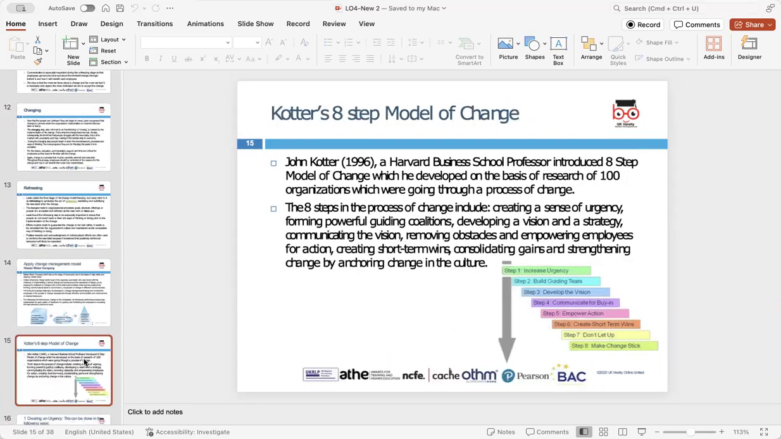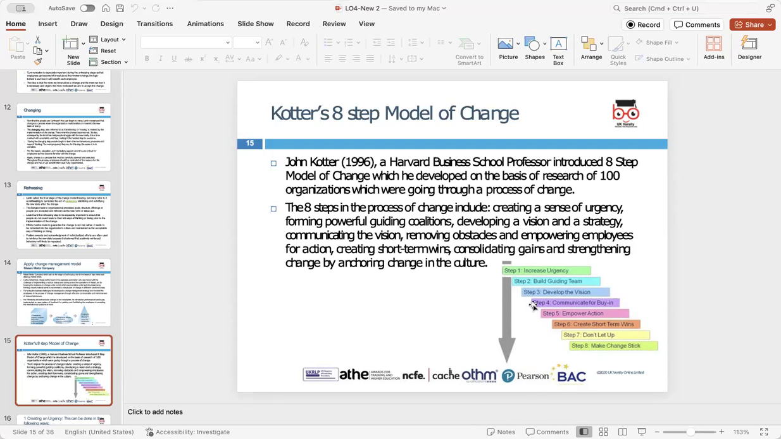Next is Kotter's eight-step model for change. Kotter, a Harvard Business School professor, developed a change management model based on research from hundreds of organizations undergoing change. His model, introduced in 1996, consists of 8 steps designed to guide organizations through successful transformations. The steps begin with creating a sense of urgency and end with making the change permanent.